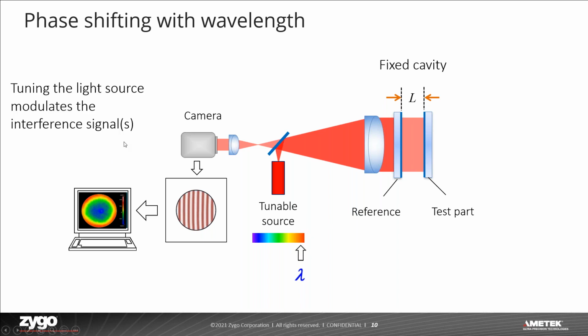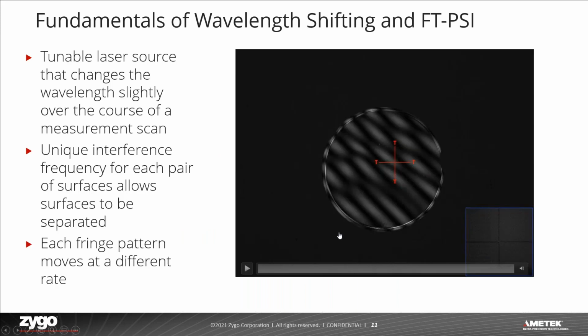So in this case, tuning the light source modulates the interference signal, or in the case of plane parallel optics, multiple signals. So how does this work? The tunable laser source changes the wavelength slightly over the course of a measurement scan. There's a unique interference frequency for each pair of surfaces that allows these surfaces to be separated. This is because each fringe pattern moves at a different rate.